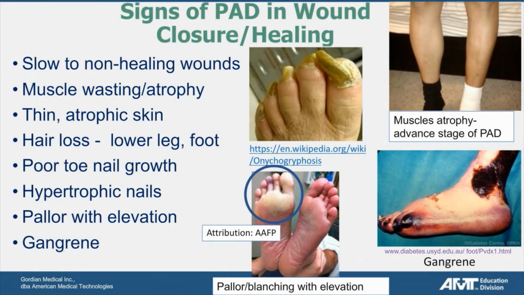Some of the signs of peripheral arterial disease in association with wounds include slow to non-healing wounds, atrophy or wasting of the skin and muscles, thin, shiny, atrophic skin, loss of hair on the lower extremities, foot and toes, abnormal toenail growth, including hypertrophic nails, such as you see here in this photo, and gangrene. In addition, on the left bottom photograph, you're seeing this pallor or blanching with elevation, which is part of the Buerger's test that we mentioned earlier, and we're going to mention again.